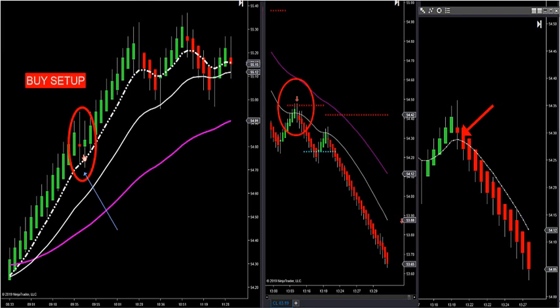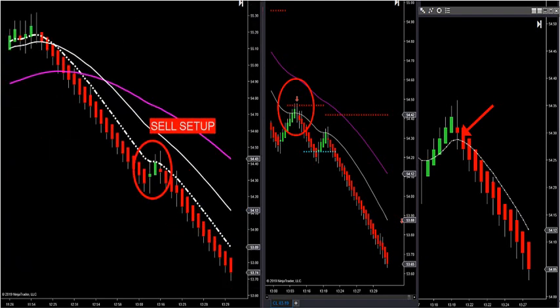Now we know that once we get an opposite color candle that comes in on this chart, the counter trend traders are coming in. We want to look over here on the symmetry dots, the blue ones, to look for a buy setup on the way up. So this one matches up with the sell setup. Let me go to the sell setup.